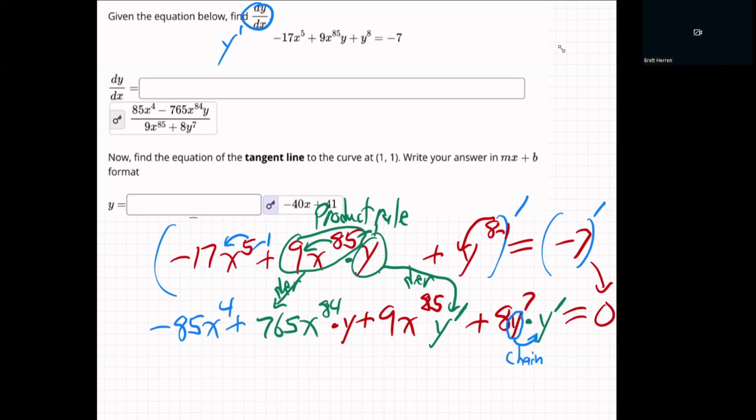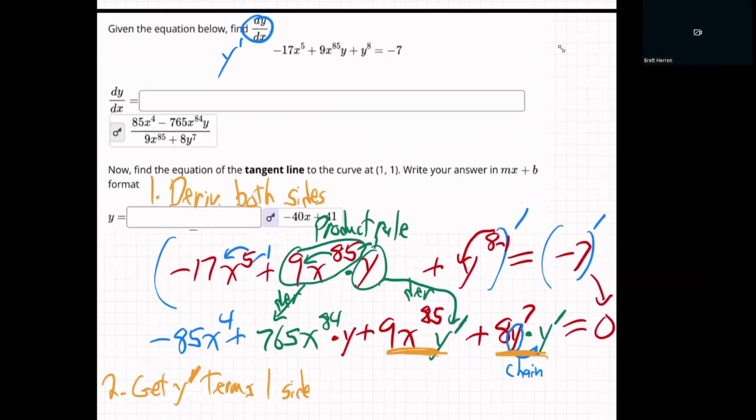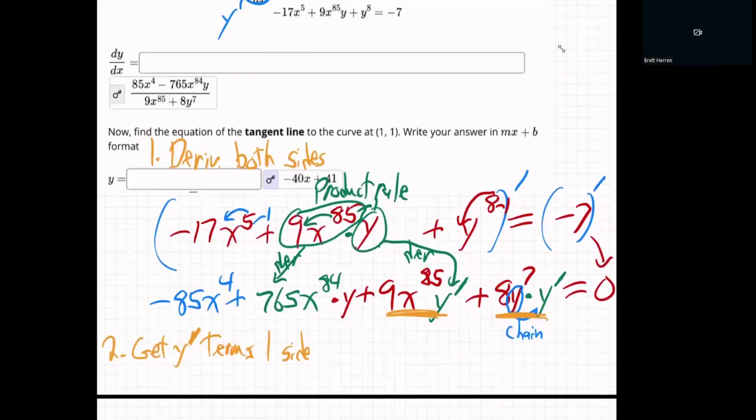Okay, so now what? Well, two of these terms have y prime. See how this term and this term both have y prime in them? So step one, all right, derivative of both sides. We did that. And now step two, get the y prime terms on one side. So move the other ones over. And so let's do that.